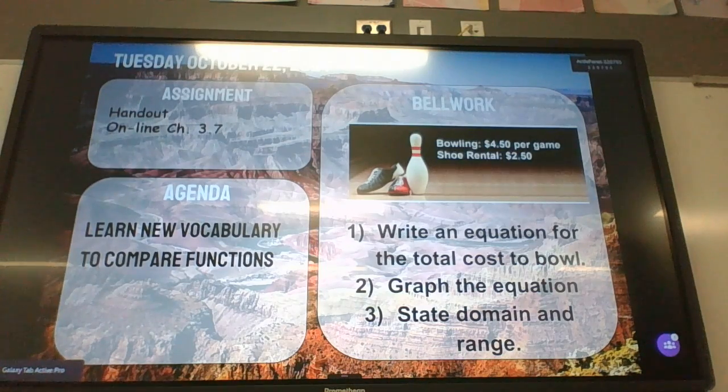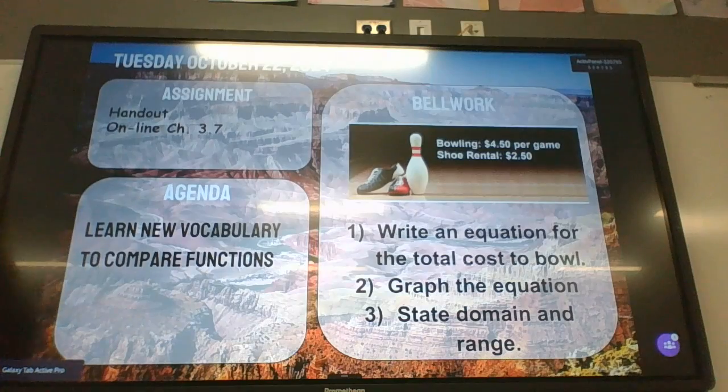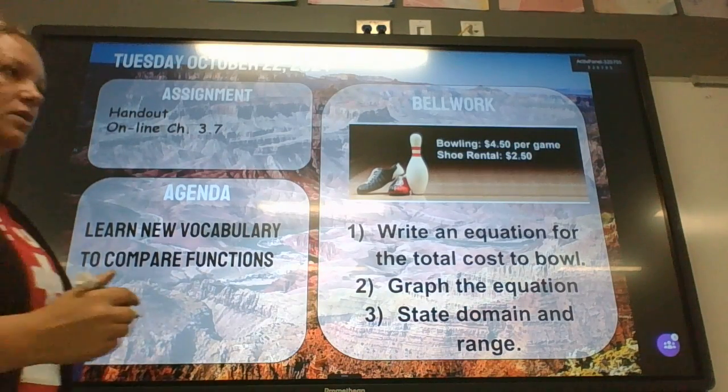X is the number of games that you bowl, so I'm going to label that. And Y is the total cost.